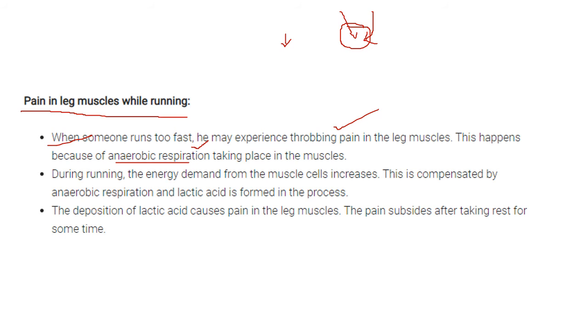So during the running, the demand of energy for the muscle cells increases. So this is compensated by anaerobic respiration, and in which lactic acid is formed. Okay, and because of the deposition of this lactic acid, there is the pain in the muscle cramps. That is why whenever you have a muscle cramp, you have to massage it over there. Once you massage, what will happen? There will be complete flow of the oxygen to the cell, and then again that lactic acid will be broken down to form the energy.